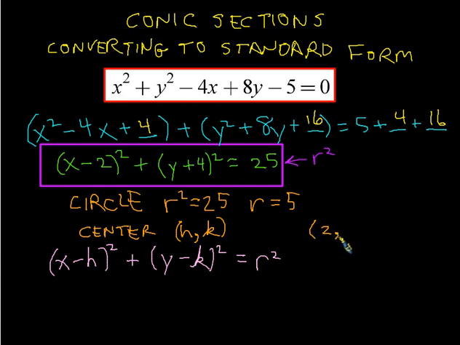So the center of our circle is going to be at 2 comma something, and for y minus k, we have y plus 4. So if you recall, what this means is this is a lot like y minus a negative 4. So our k is going to be negative 4. And so we know we have a circle with a radius 5 centered at 2 comma negative 4. That could be graphed.